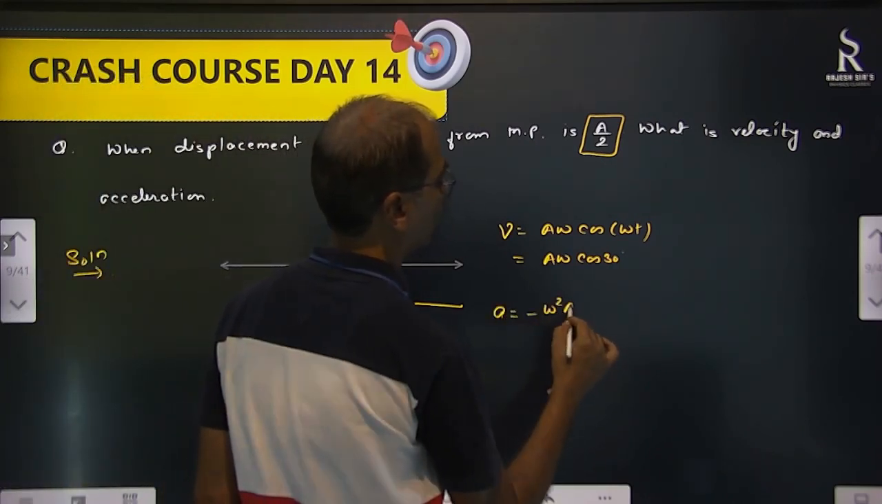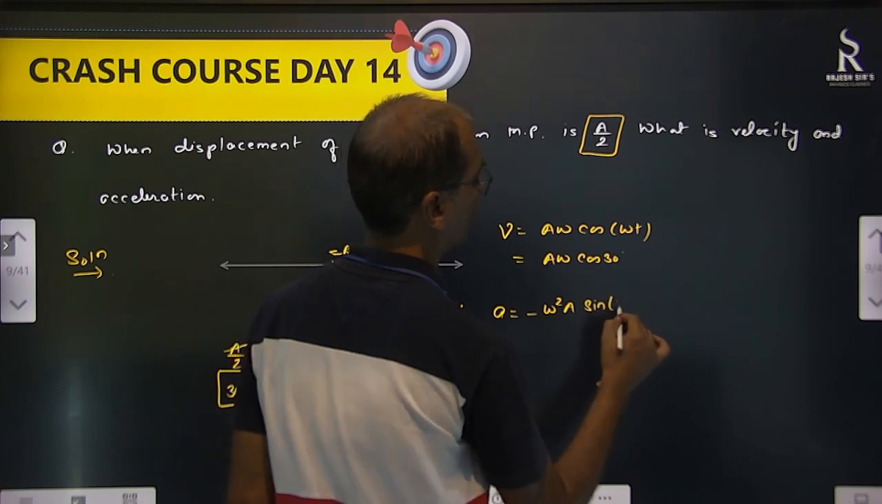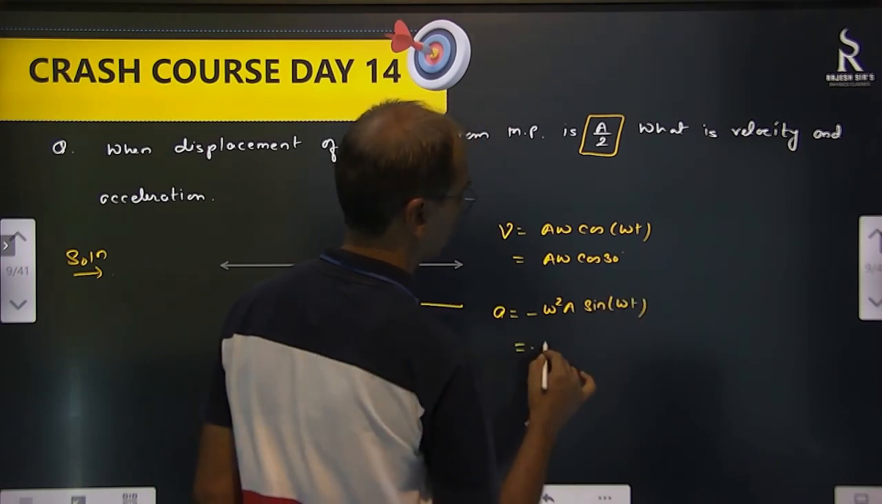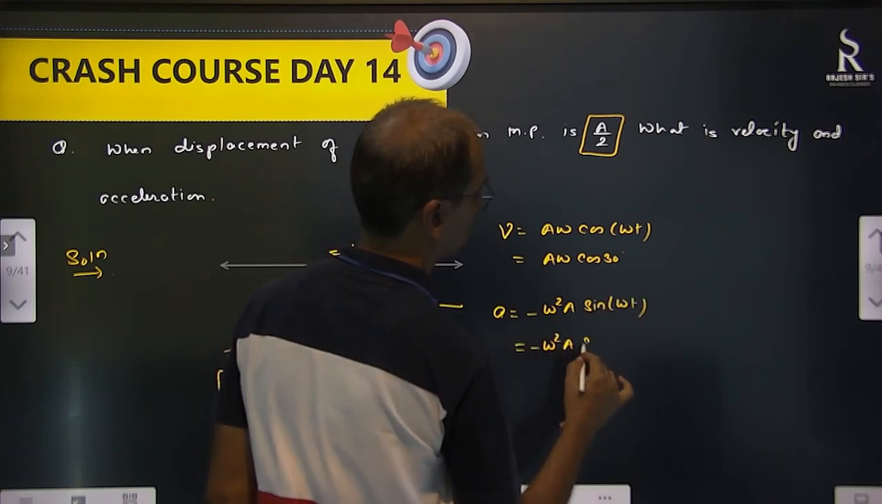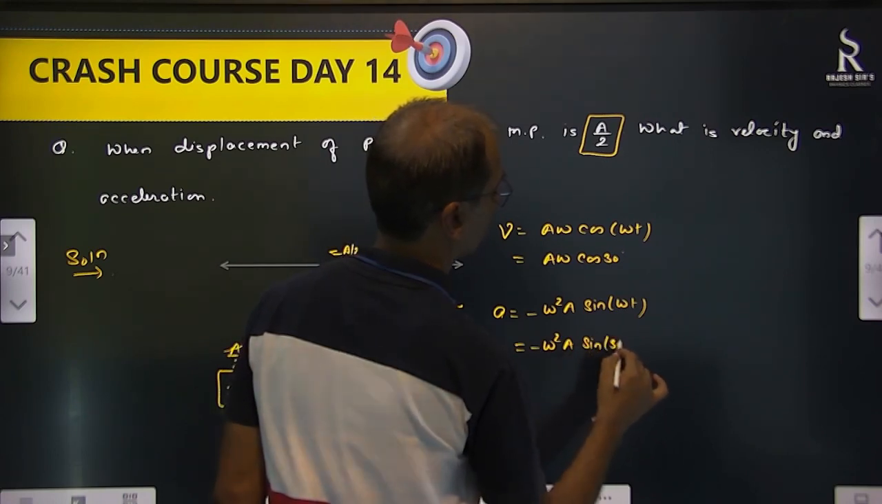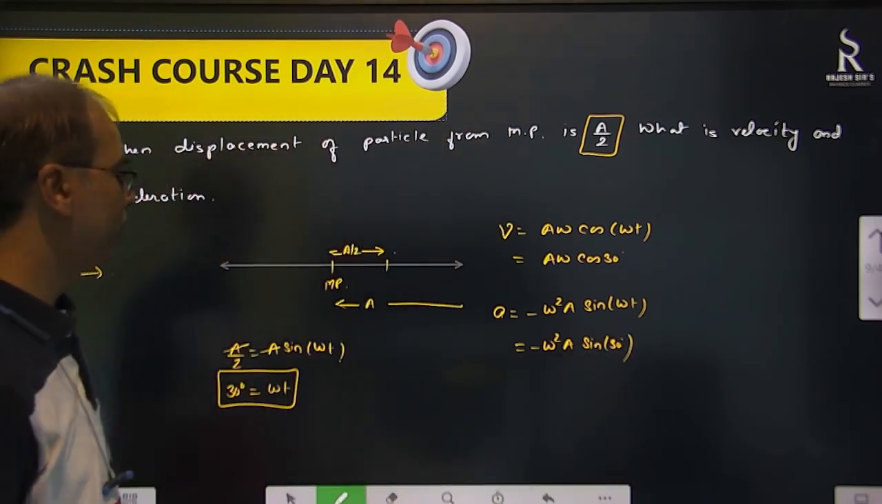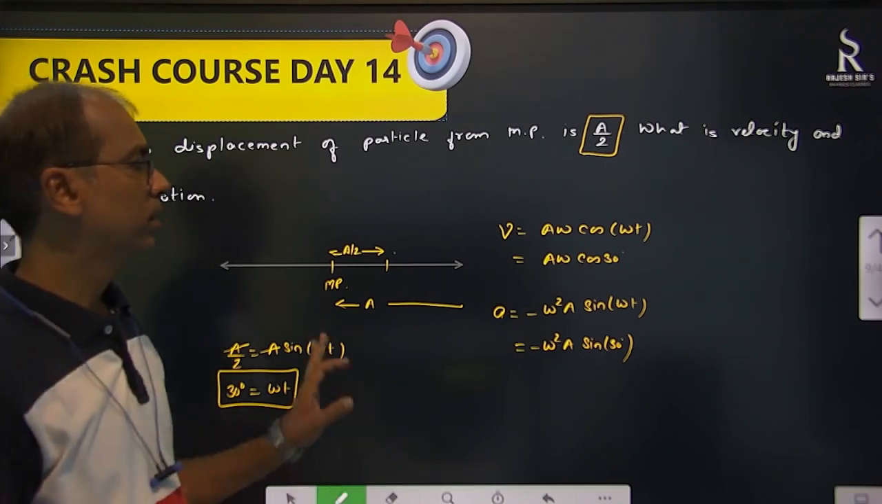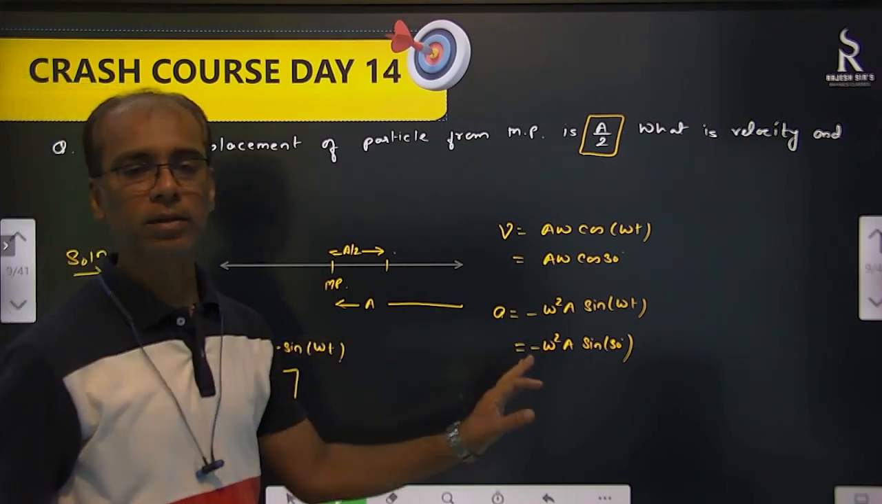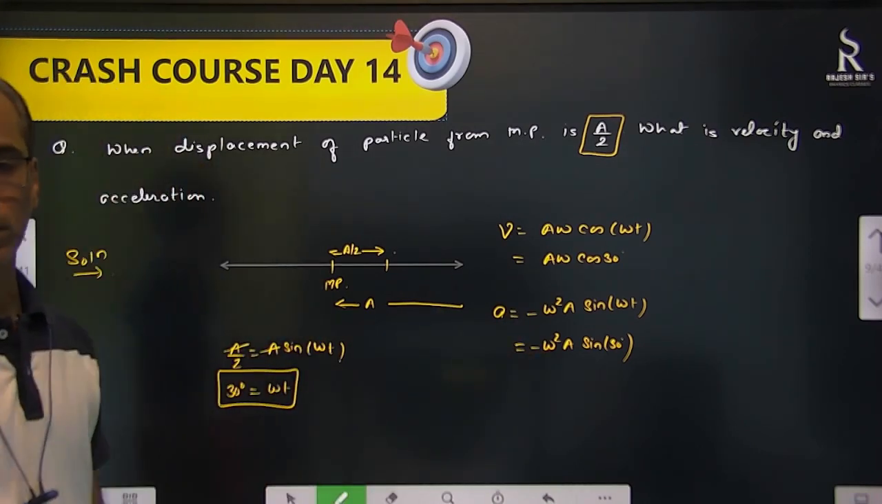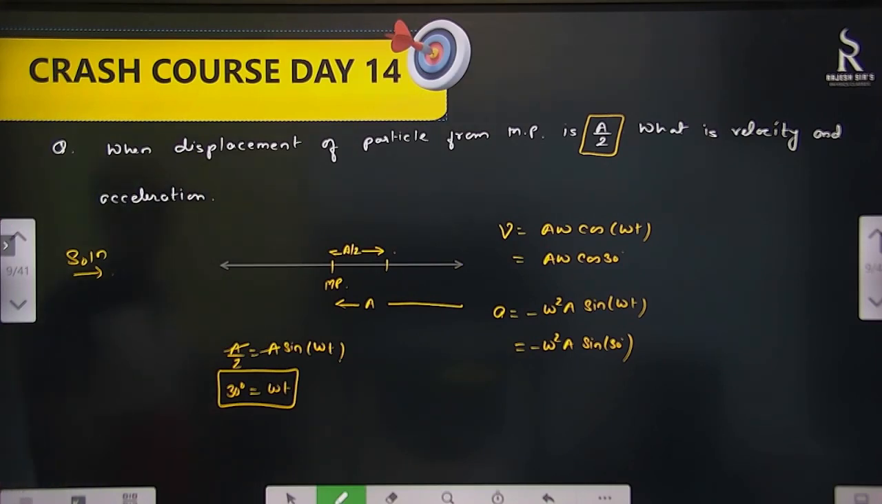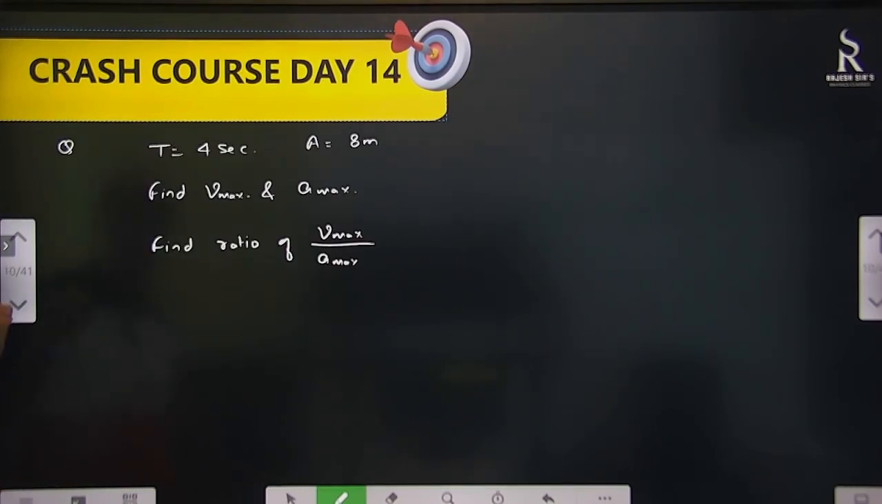Minus omega square a sin omega t, and with the omega t value again you have minus omega square a sin 30. So if you have the angular position, you can write displacement, velocity, acceleration, anything. This is how SHM is. Let's see then what else is there.